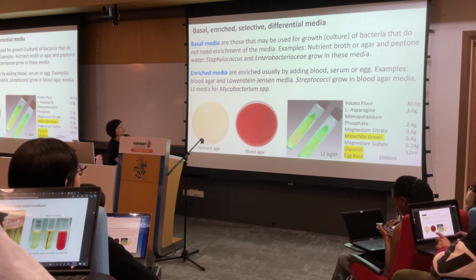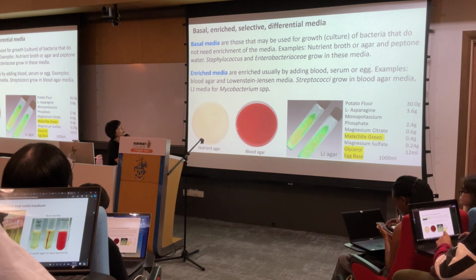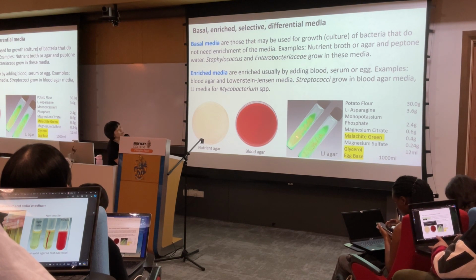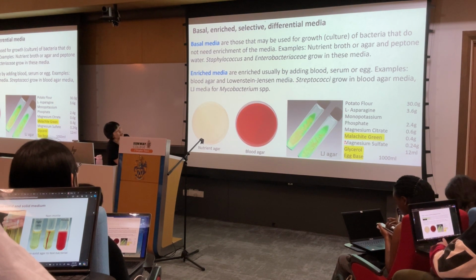so they need to be enriched with something additional. So it's nutrient agar plus something additional such as blood, serum, or egg. You have seen blood agar before, but you have not seen this Lowenstein-Jensen medium, which is green in color. This Lowenstein-Jensen, or LJ medium, has these ingredients: asparagine, monopotassium phosphate, potato flour, and importantly the one highlighted here, malachite green, which gives it a green color.